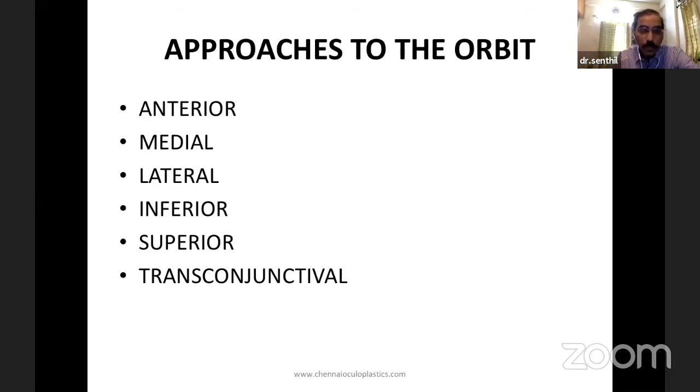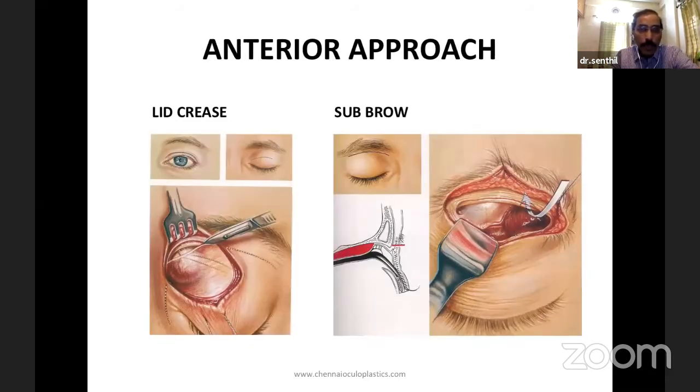Superior, transconjunctival. So you can attack the orbit in almost 360 degrees, depending on the site of the lesion and the nature of the lesion. So coming to the anterior approach, the two commonest approaches are the lid crease approach and the sub-brow and the suprabrow approaches. So the lid crease approach is a very commonly employed incision, because the incision is actually hidden in the lid crease, and you get very good cosmetic scars.